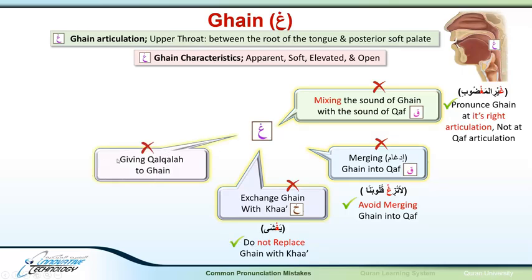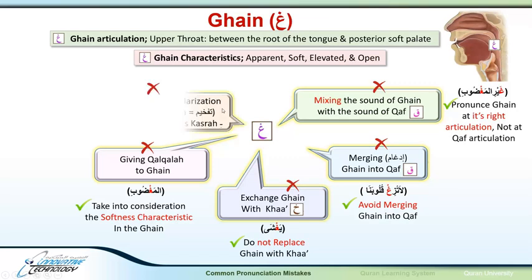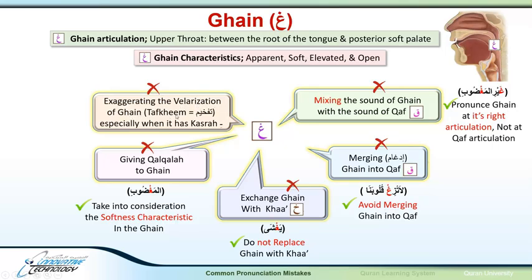The fourth mistake of the ghain is giving qalqala to the ghain. غير المغضوب مغضوب, this is wrong. The right way of pronouncing it is like this. غير المغضوب, no qalqala. So take into consideration the softness characteristic of the ghain, which doesn't allow it to have qalqala. The fifth common mistake of the ghain is exaggerating the velarization of the ghain, giving extra tafkhim to it, especially when there is a kasra on the ghain. An example is min ghil. You can see the kasra below the ghain, and the way it's been pronounced is wrong. Min ghil, this is wrong. The right way of pronouncing it is like this. من غل, min ghil. So we don't over-velarize or exaggerate the tafkhim of the ghain.